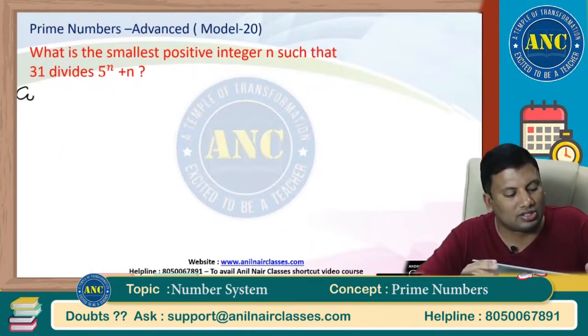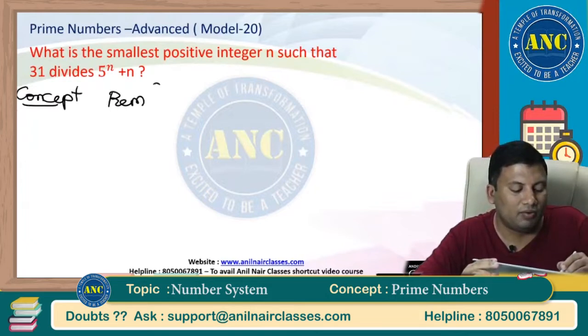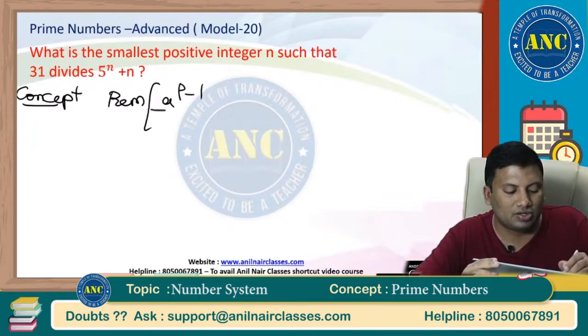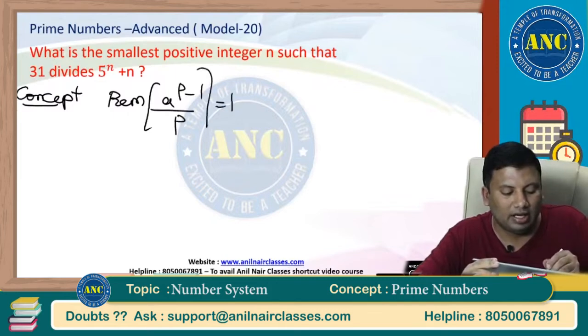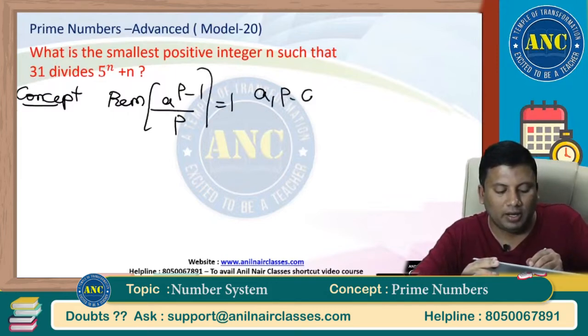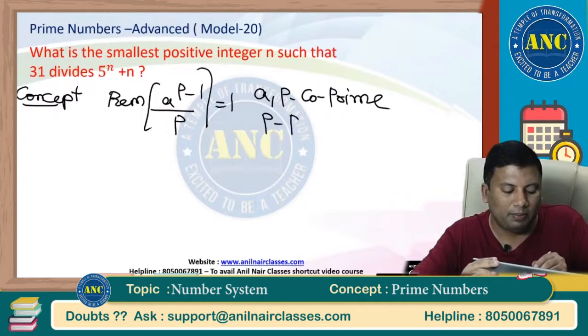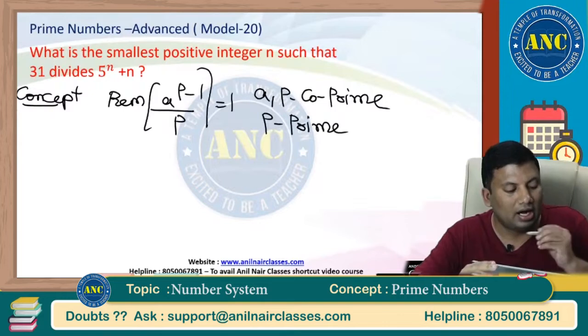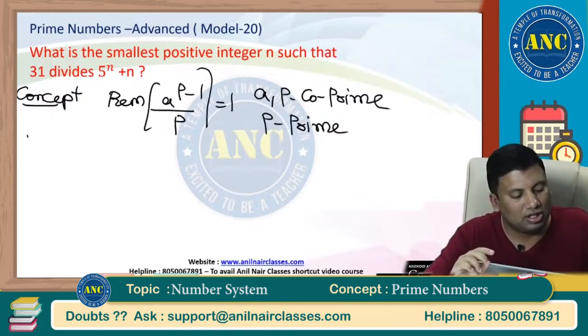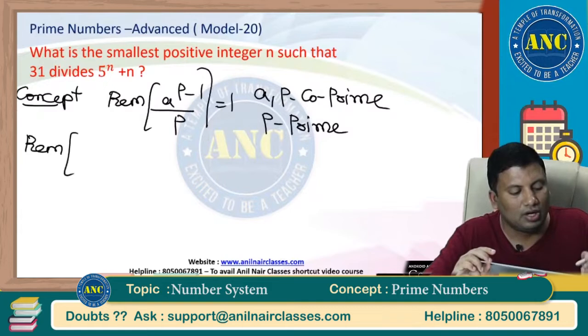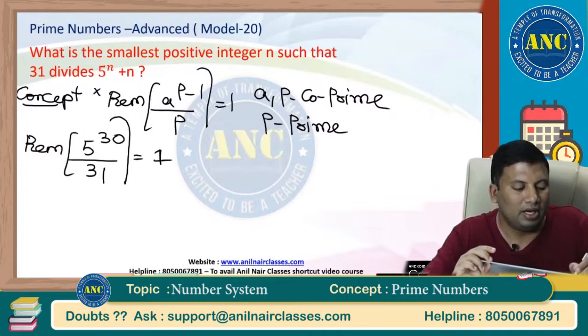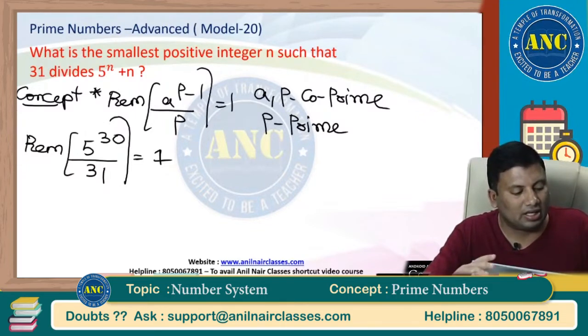Now another concept, modulo 20. Remainder when a power p minus 1 is divided by p is 1, when a and p are co-prime and p is a prime number. So according to this theorem, 5 power 30 divided by 31 is nothing but 1, since 31 is a prime number.